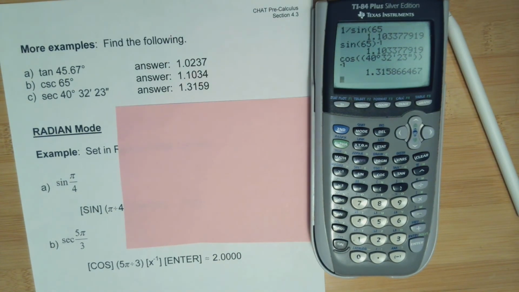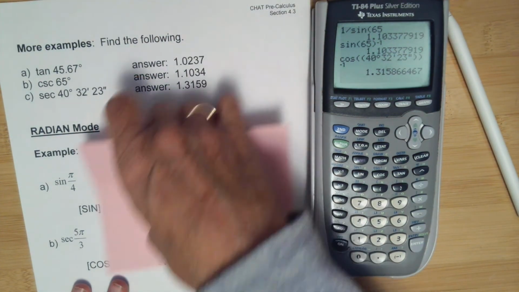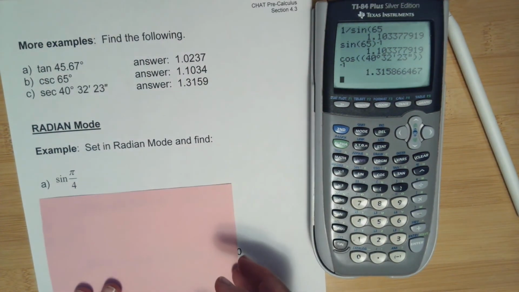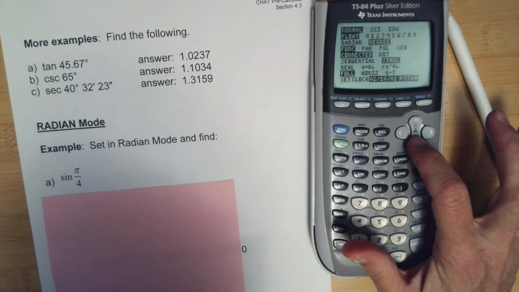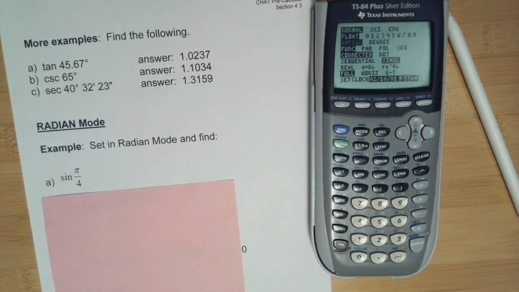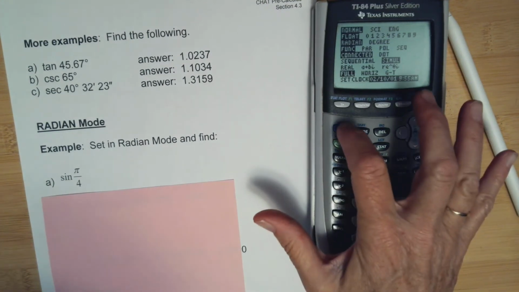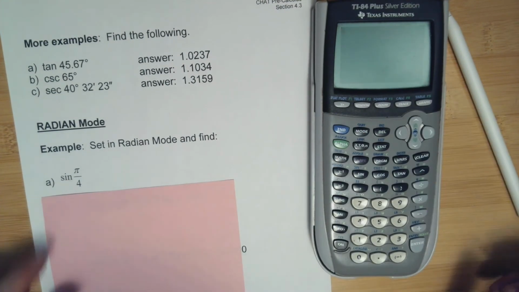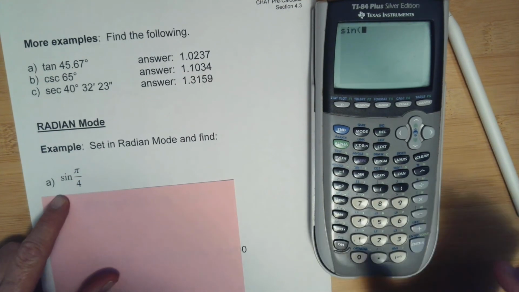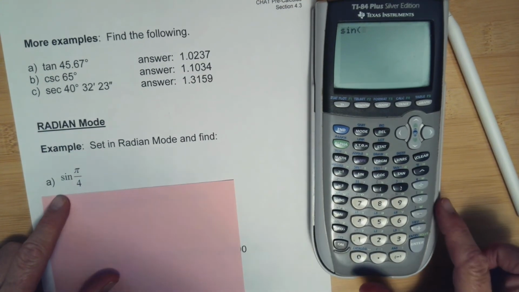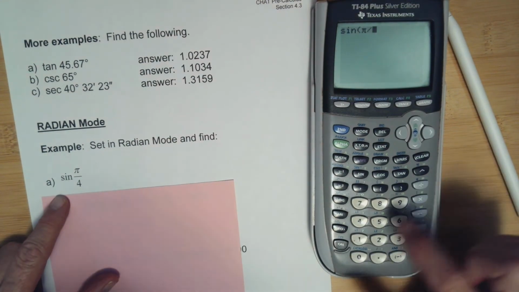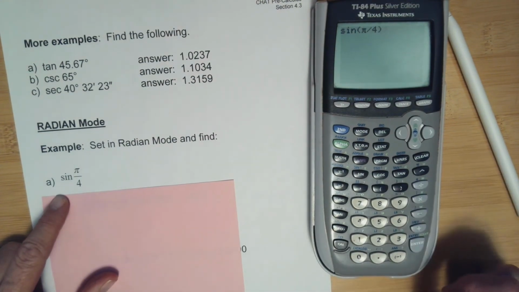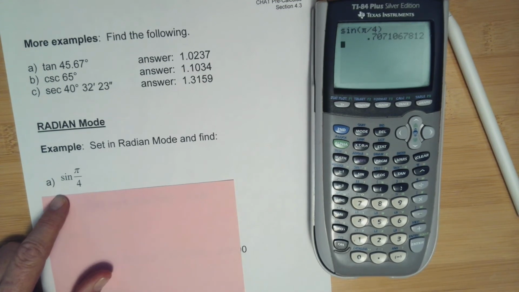So now let's look at radian mode. So if I put my calculator in radian mode, I go to mode and I go down here, and now it's expecting everything to be in radians. So let's get out of that and clear it. So I can do the sine of pi over 4. And now remember that pi is second caret, there's my pi, divided by 4 equals. And there's the sine of pi over 4.